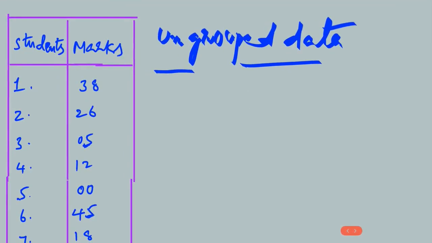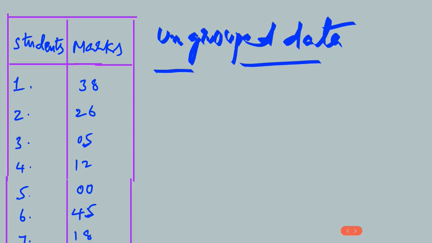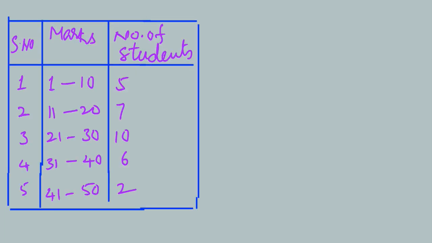So here there is no grouping, it's just given data. This kind of data is called ungrouped data, there is no group. Next I am going to tell you how we can convert this kind of data into grouped data, that we are going to learn.